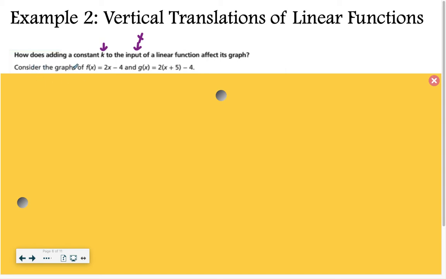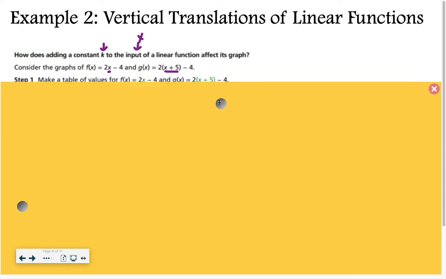Okay, so we're going to consider two graphs. f of x equals 2x minus 4, and then g of x equals 2 times the quantity of x plus 5, minus 4. So notice that f of x and g of x look close to the same, but instead of writing just x, g of x switched to x plus 5. So let's talk about how things change when you're adding or subtracting something from the x value.